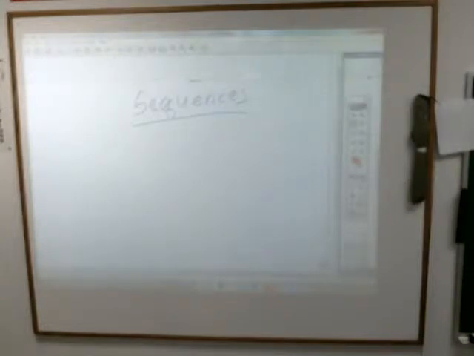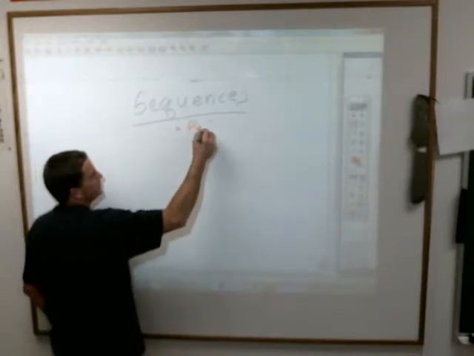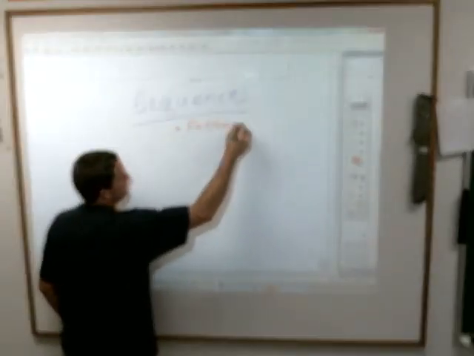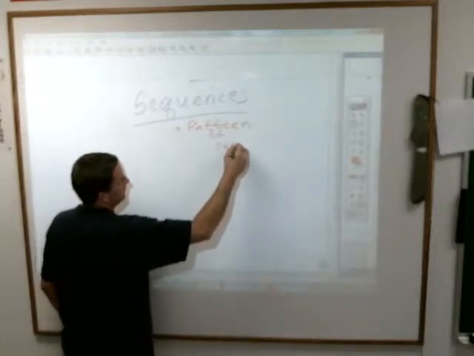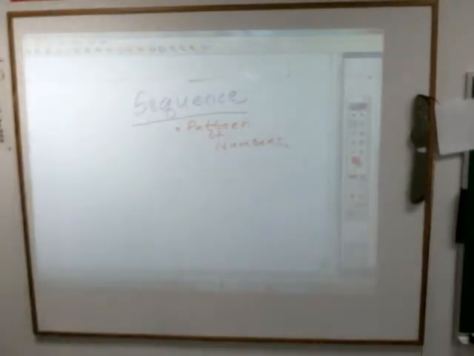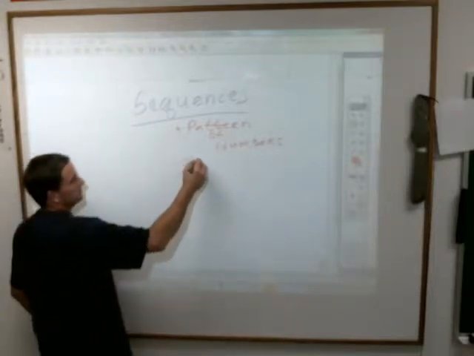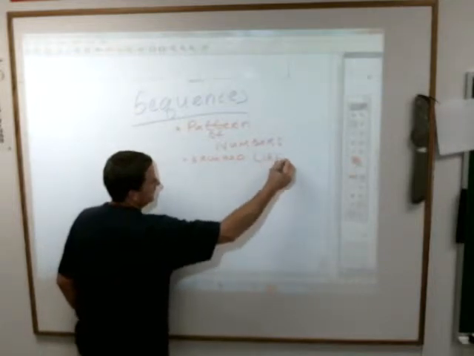Repeating patterns. Okay, that's a good word. The word pattern is a good word. A pattern. In math, it's going to be a pattern of numbers. And you do this all the time. A repeating pattern. Let's see if the book says something else. The book calls it an ordered list. An ordered list of numbers.